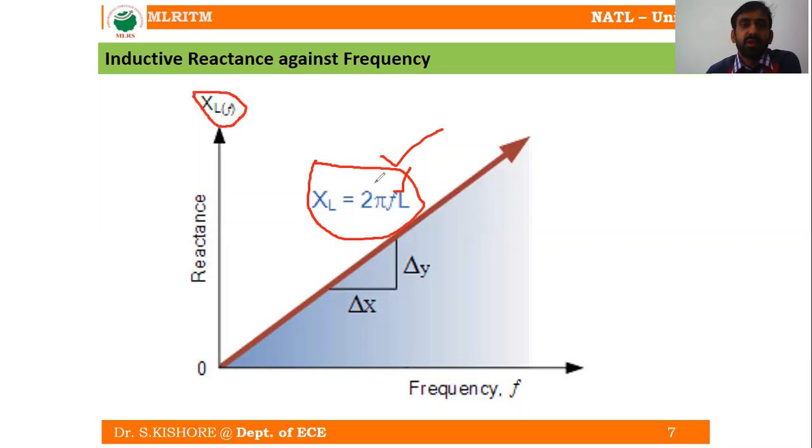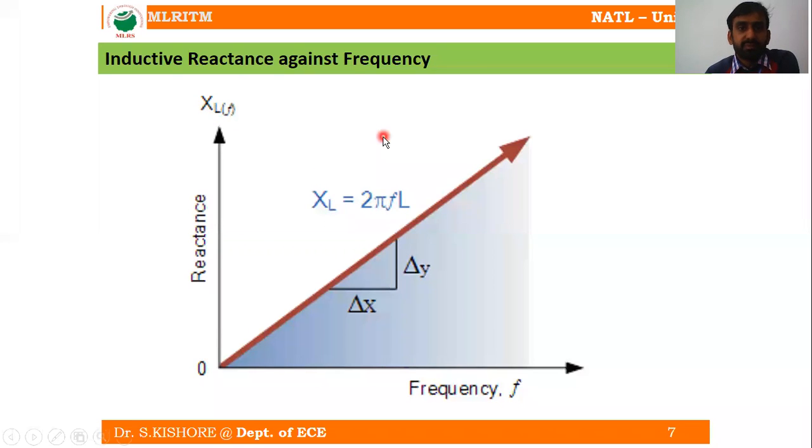So what is the relationship here? It is a linear increase because it is 2 pi FL, a multiplication of 2 pi FL, right? So this is going to be our inductive reactance against the frequency. So what could be the capacitive reactance?